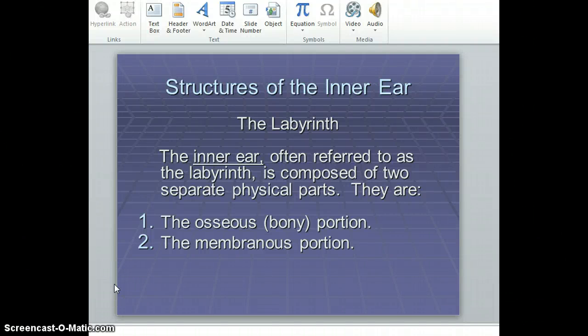Talk about structures of the inner ear, better known as the labyrinth. The inner ear is often referred to as the labyrinth as it is composed of two separate physical parts. And those parts are the osseous or bony portion and the membranous portion.